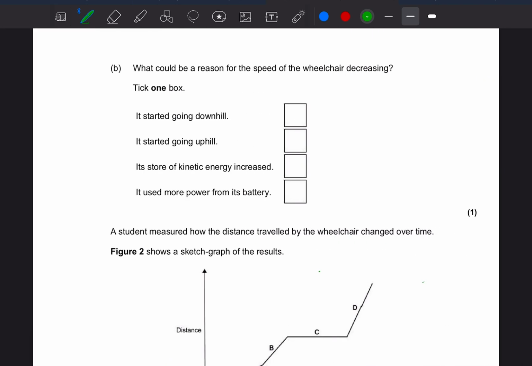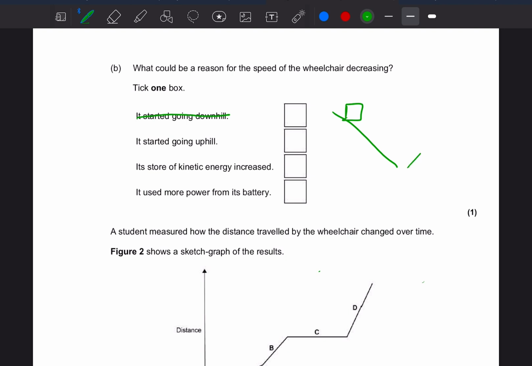What could be a reason for the speed of the wheelchair decreasing? Okay, so we're going to go through these values and these lists and see what would make that wheelchair slow down. So it going downhill. Well, let's think about it. If you've got an object like this and it's going downhill, well, actually that's going to speed up, isn't it? I always like to think about if you're on a bike. If you're on a bike and you go downhill, you're going to get faster. So nope, it's not going to be that one.